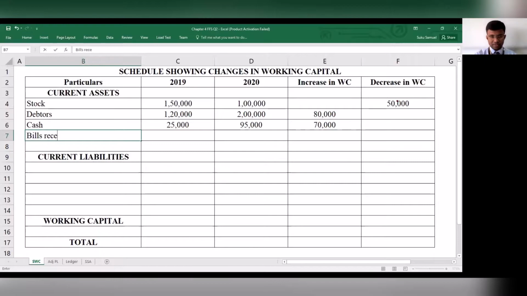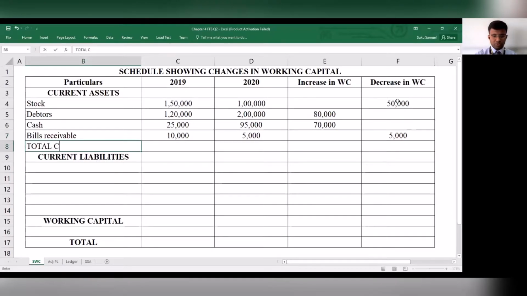Okay. Next, what we have is bills receivable. So bills receivable is how much? Bills receivable is 10,000 and 5,000. So what impact does that have? Bills receivable has reduced, and there will be a reduction in working capital by 5,000.